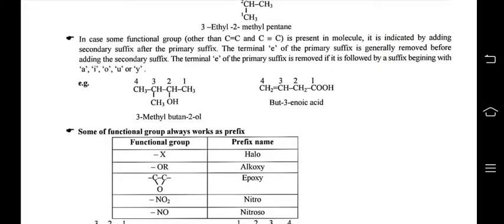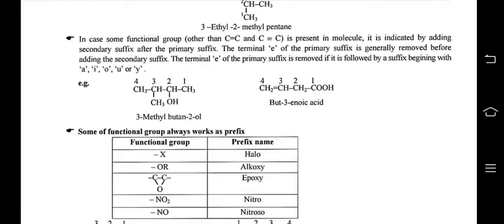Next, in case of some functional groups, we know which are the functional groups. The functional group present in the molecule is indicated by adding a suffix, and that suffix is generally added at the terminal end of the alkane, alkene, alkyne by replacing the e of the primary suffix. The terminal e of the primary suffix is generally removed before adding the secondary suffix, if it is followed by a suffix beginning with a, i, o, u or y. So here the name is given.